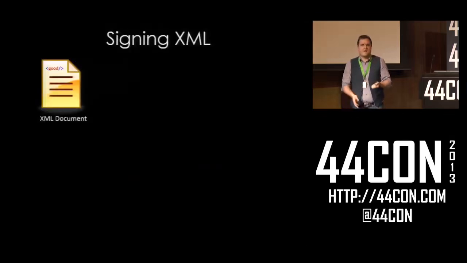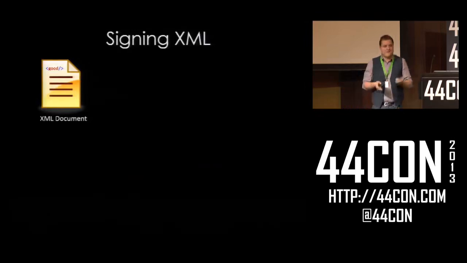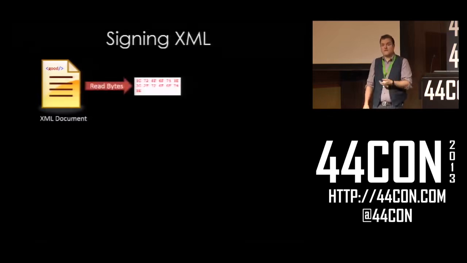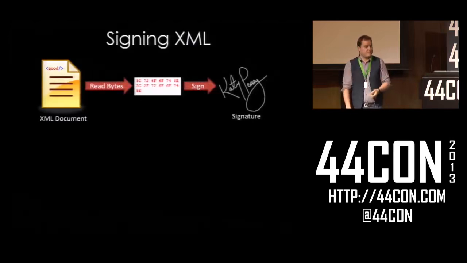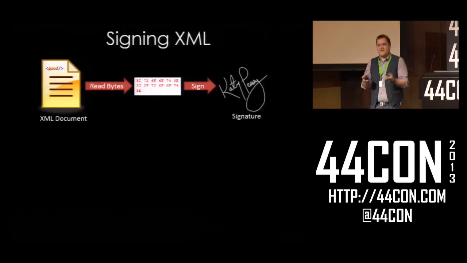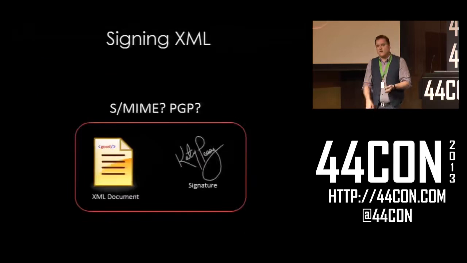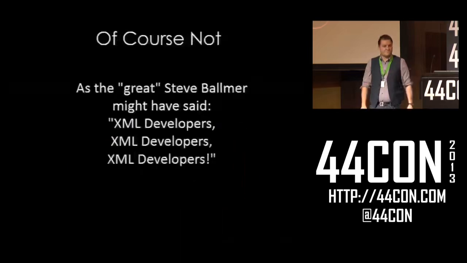Now, if I wanted to sign a document, I may do something really, really naive. I may take my XML document, read the bytes of that document, and then sign that document with some signature, and that generates a signature for that document. Having two things is a bit of a pain, so I can stick them in some sort of container. We've got things like S/MIME, which does that for you, or PGP. You've got your content and your signature, and they're two separate things.